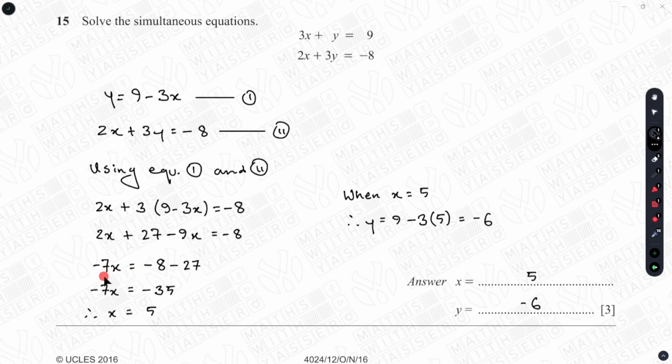Simplifying it further, I will get minus 7x is equal to minus 8 minus 27, or I can say minus 7x equals minus 35. If I divide both sides by -7, I will get x equals 5. So this is just the value of x. We also have to find the value of y. So I'm substituting this value of x into equation 1 again, and I will get y equals 9 minus 3 within brackets 5, and that will give us -6. Hence x is 5 and y is -6.